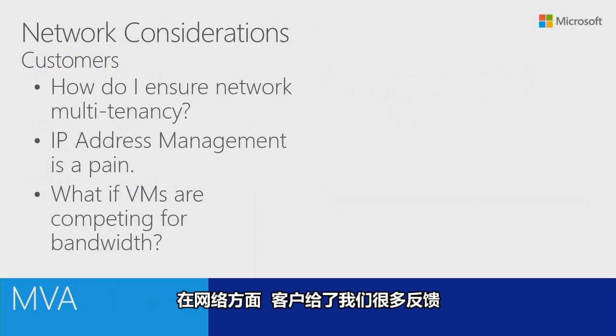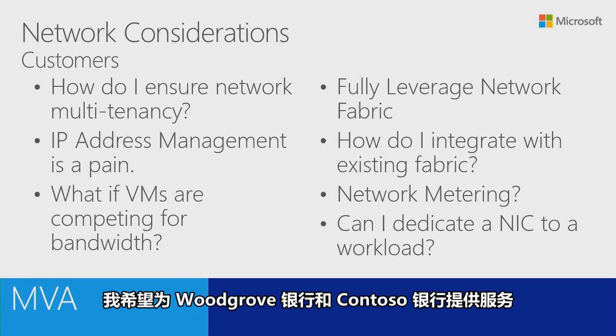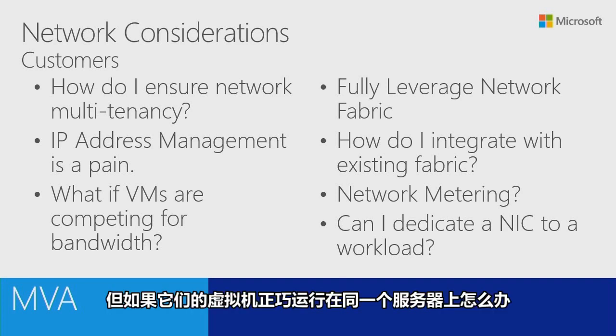When it comes to network considerations, you gave us a bunch of feedback. How do I ensure network multi-tenancy? So for example, very often someone would say, I'm a service provider, I'm a cloud provider, I want to provide for Woodgrove Bank and Contoso Bank. These are two different banks, but what if their virtual machines happen to be running on the same server? How do I make sure that they're completely isolated from each other with logical segmentation?